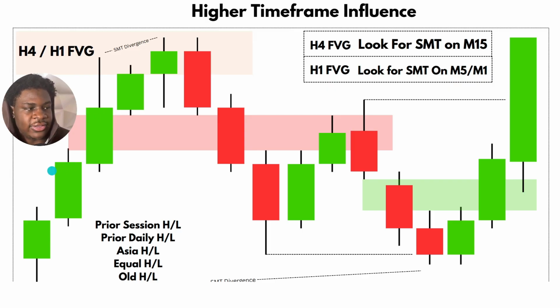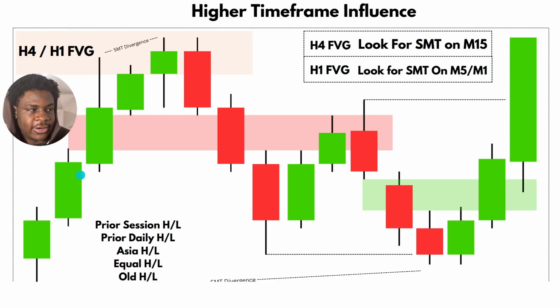So we can see the marketplace opens up and it comes higher into, let's say, this 4-hour fair value gap. Price comes back up into a 4-hour bearish fair value gap up here. Then we would look for an SMT divergence between our correlated markets on the 15 minutes. If price came back up into, let's say, a 1-hour fair value gap, then we would look for an SMT divergence on the 5 minutes or the 1 minute between our correlated markets.